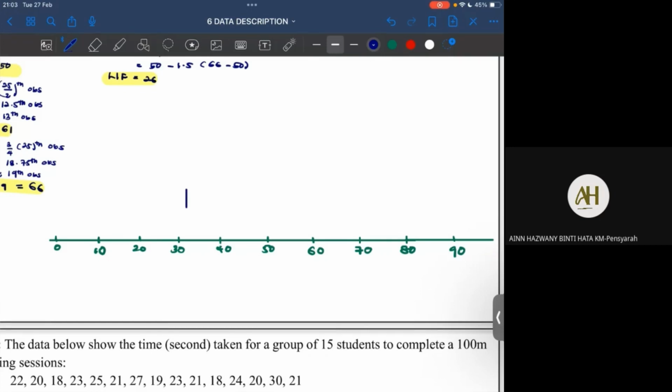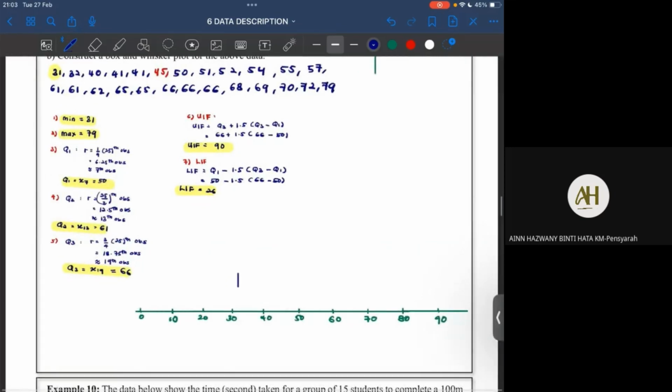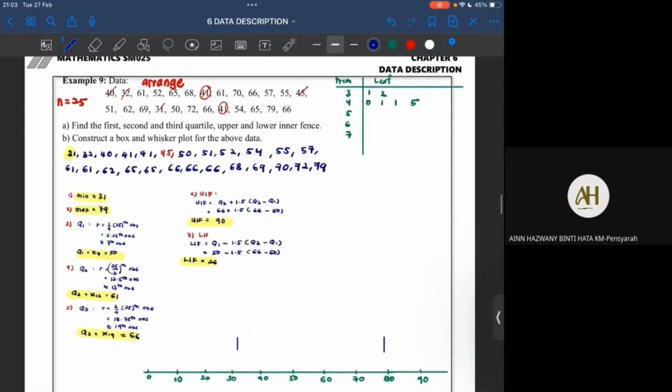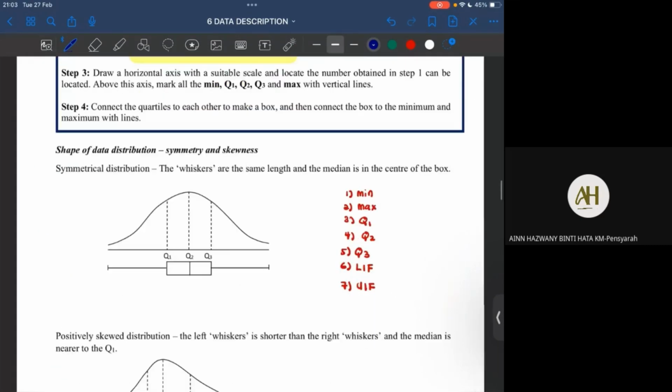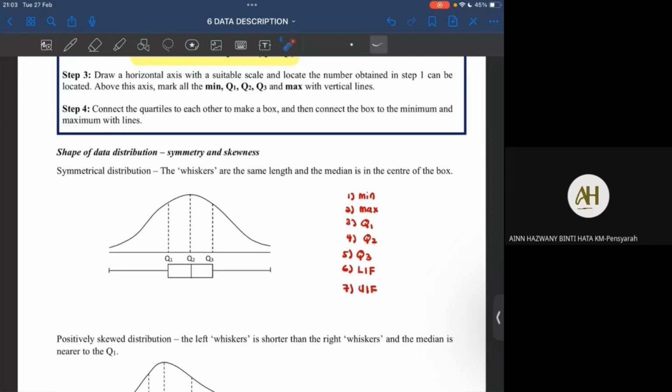Maksimum saya ialah 79. So 79 di sini. Okay. So kalau kamu tengok, ini box kita. Ini box and whisker plot kita. Okay, kenapa dipanggil box and whisker? Ini boxnya, ini whiskernya.